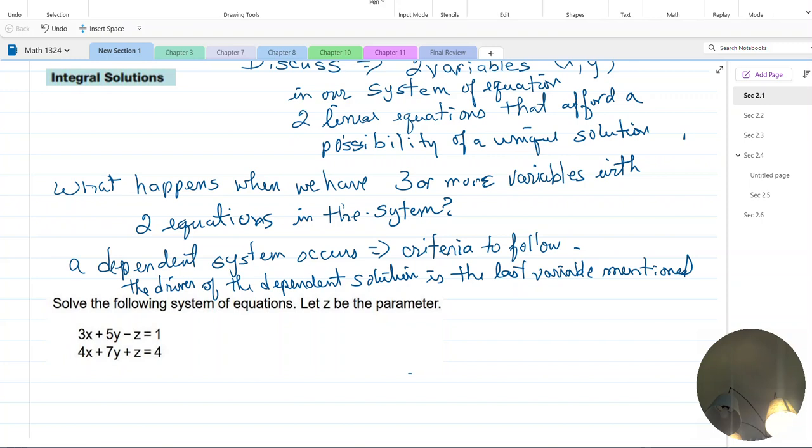All right. So I have talked for 23 minutes now, and I'm going to stop right there, and we're going to start up on part B of section 2.1 on the next half with the examples of dependent systems. Thank you.